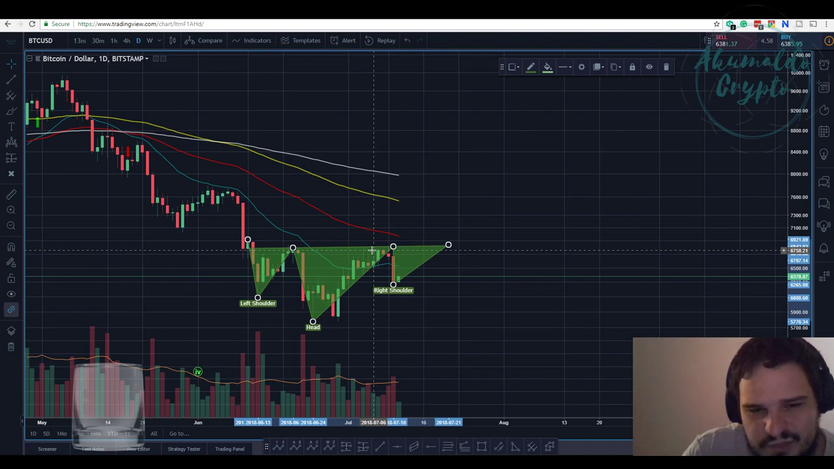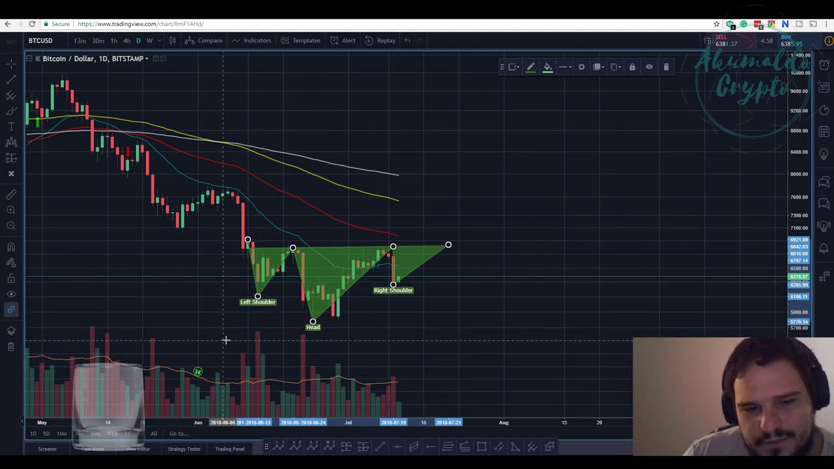This right shoulder here, okay? So it has a little bit less volume, like we have, okay? Less volume, you see, it's pretty clear. Left shoulder, higher volume. Right shoulder would have less volume.